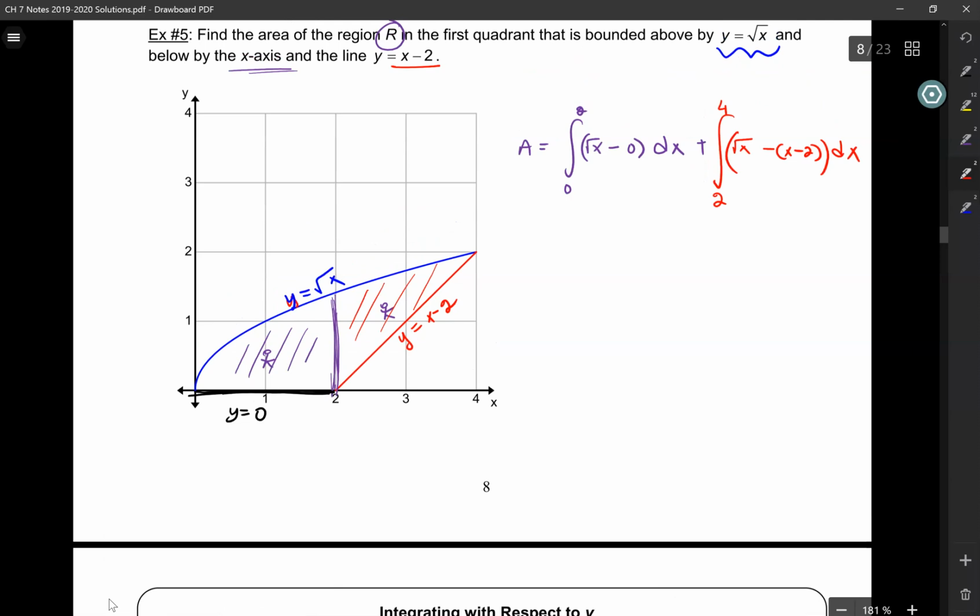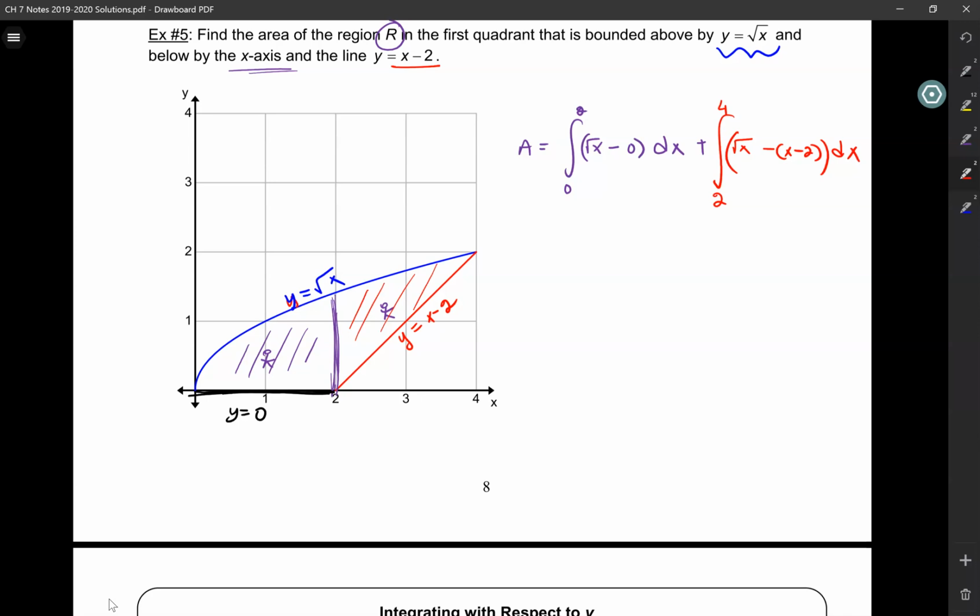So it's literally like two completely separate regions. You're doing it separately and then you're adding. It's like when you were in algebra or geometry and you had, yeah, the area of one minus the area of the other. No, the intervals, it's the area of the purple area plus the red area. The purple area goes from 0 to 2. The red area goes from 2 to 4.